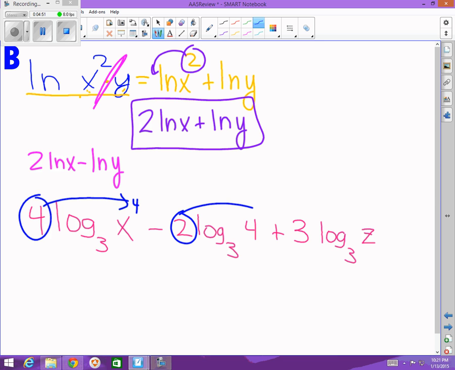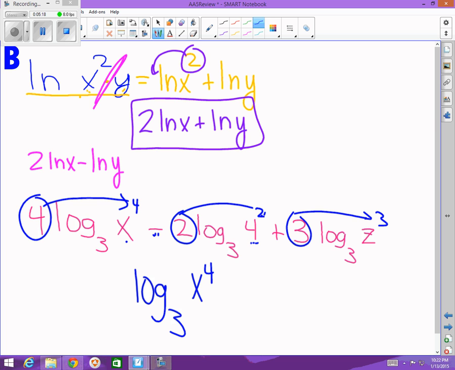This 2 gets to be the exponent of the 4, and this 3 gets to be the exponent of the z. So now you have log base 3 of x to the fourth minus log base 3 of 4 squared plus log base 3 of z cubed. All right, so then we have log base 3 of x to the fourth, and it's minus 4 squared.